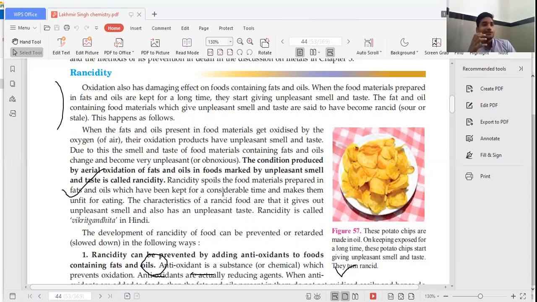It will not be as crunchy as the chips from the Uncle Chips packet or Lay's, right? Why? What is the difference? These are cooked, and those are also cooked. These are also added with different spices, and the same is the case with the Uncle Chips or Lay's packet as well. But what is the difference?